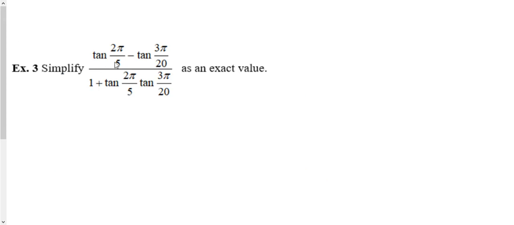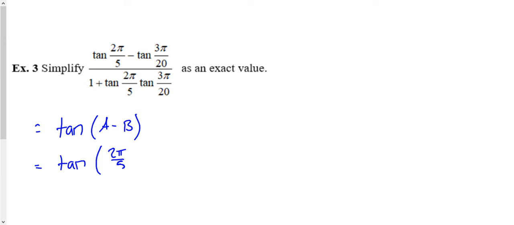In example 3, it says simplify the following. So again, we just want to match this up to our formula sheet here. So I see a tan minus tan. So I know that there's only one option for a tan minus tan. It's going to be tangent of a minus b. So here we go. We have tangent. A should be my first term here, so that's going to be the 2 pi over 5. B is going to be my next one, so it's minus 3 pi over 20.